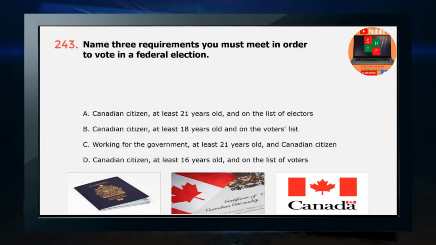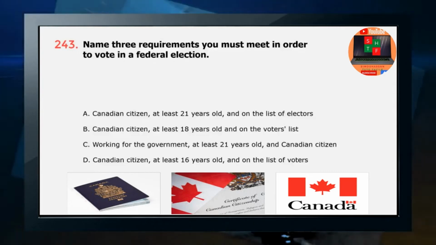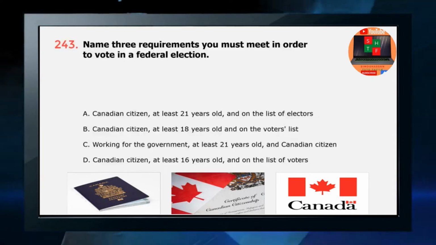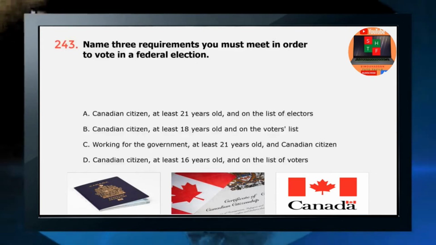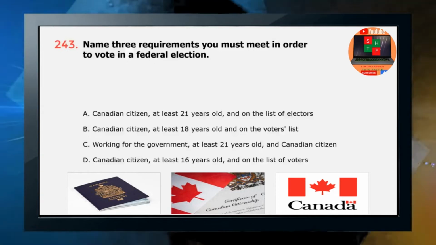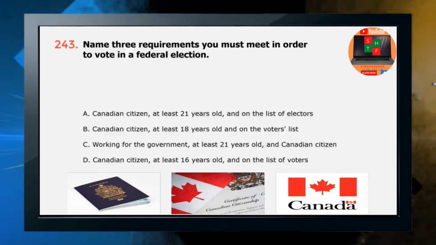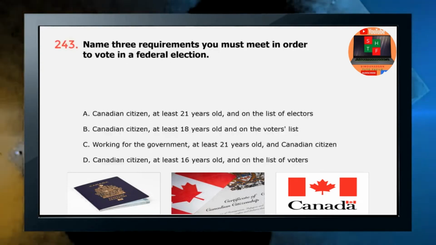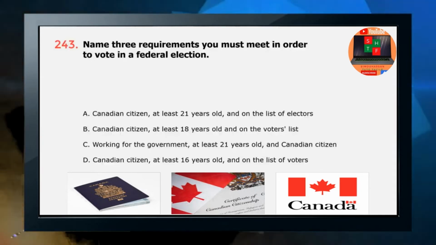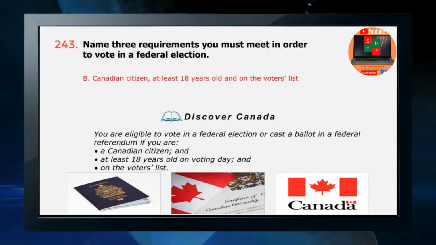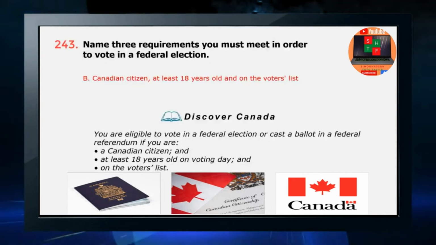Question 243. Name 3 requirements you must meet in order to vote in a federal election. A. Canadian citizen, at least 21 years old, and on the list of electors. B. Canadian citizen, at least 18 years old and on the voters list. C. Working for the government, at least 21 years old and Canadian citizen. D. Canadian citizen, at least 16 years old and on the list of voters. The answer is B. Canadian citizen, at least 18 years old and on the voters list.